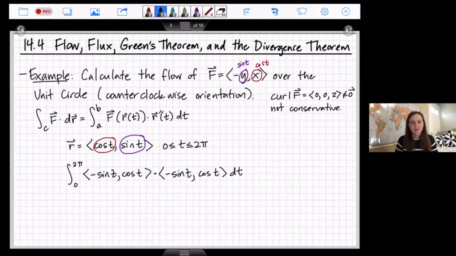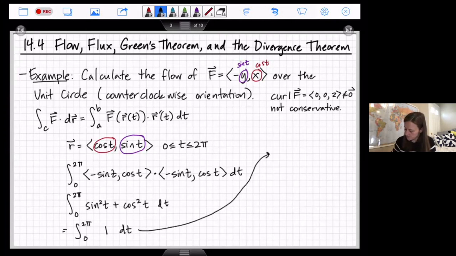Now we've got to find a dot product. This one is looking like it might be pretty easy. I've got negative sine times negative sine, which gives me a positive sine squared. Dot product, so we add. Cosine times cosine is cosine squared, which is a lovely integral that boils down just to 1. Sine squared plus cosine squared equals 1. So that's a very easy integral to do. 1 dt, we're going to find the antiderivative and get t. We'll evaluate that from 0 to 2 pi.